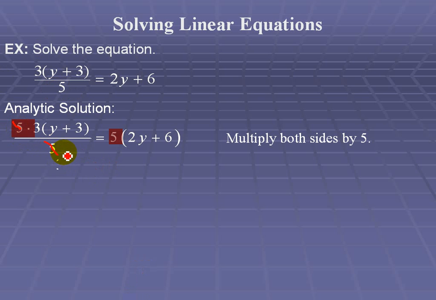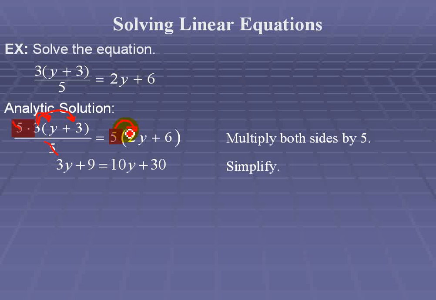The next thing we would do is simplify, and when we simplify we would distribute our 3 on the left hand side. 3 times y is 3y. 3 times 3 is 9. And on the right hand side we would distribute 5. 5 times 2y is 10y, and 5 times 6 is 30.